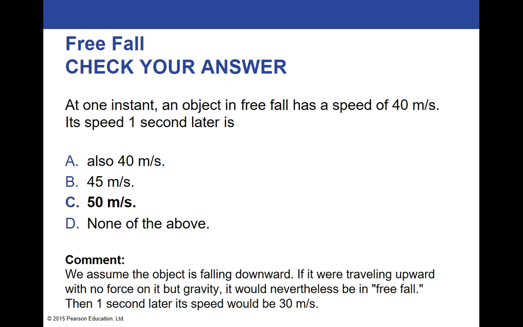The correct answer is that 1 second later, if an object is in free fall, its speed will be 50 meters per second. This assumes that the object is falling in the downward direction, where it's speeding up as it falls. If it were moving in the upward direction, it would be slowing down as it goes, and its speed would be 30 meters per second.